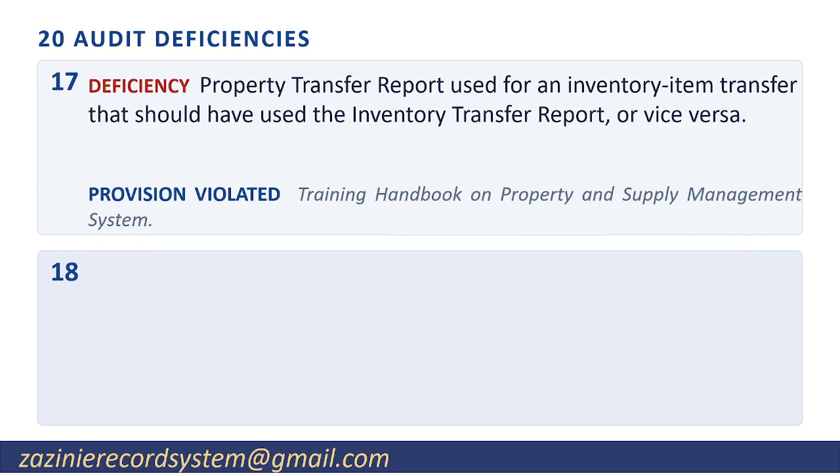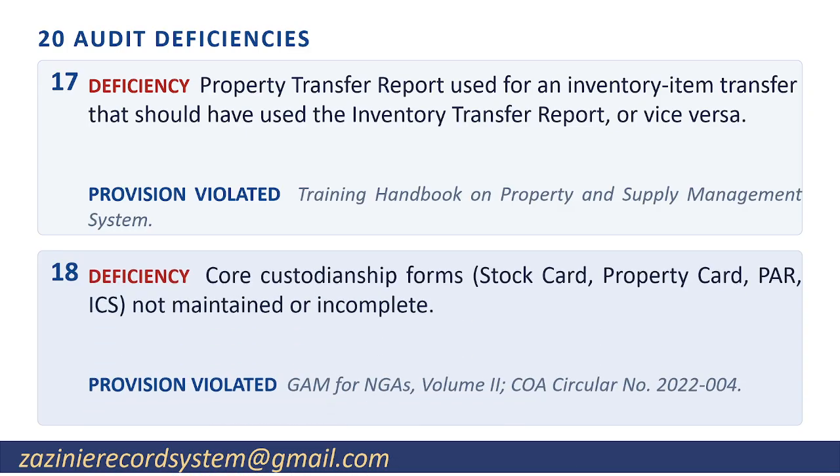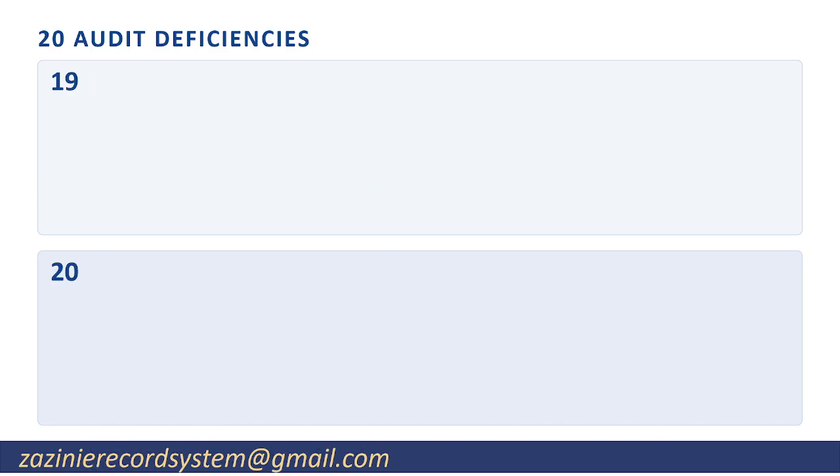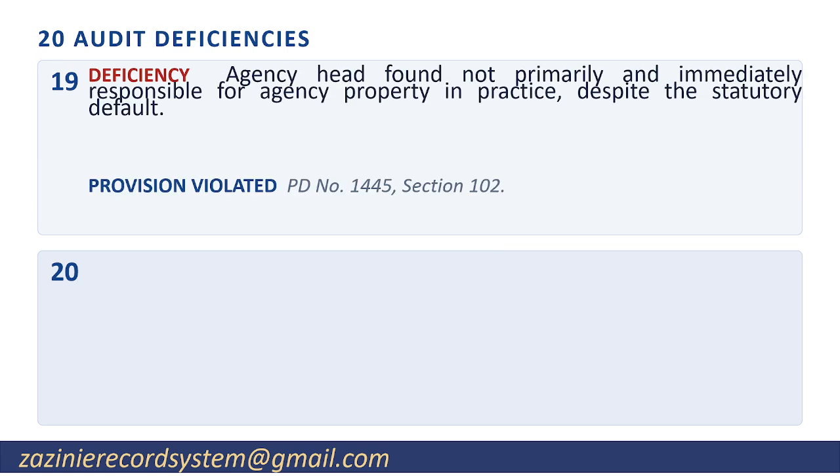20 audit deficiencies. Number 17. Deficiency. Property transfer report used for an inventory item transfer that should have used the inventory transfer report, or vice versa. Number 18. Deficiency. Core custodianship forms, stock card, property card, PAR, ICs, not maintained or incomplete. Next slide. 20 audit deficiencies.